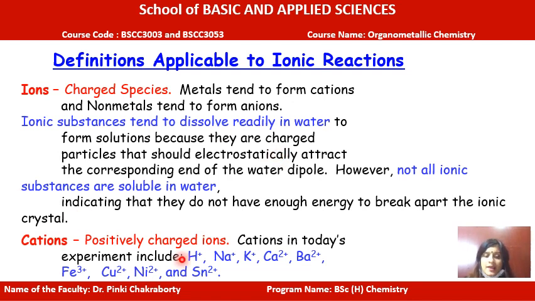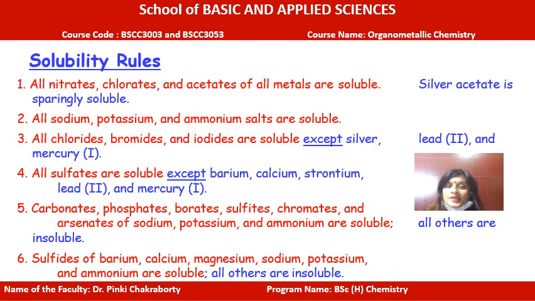Now, they have also mentioned that in cations, we have a large variety of cations as we know, but the common ones are sodium, potassium, calcium, barium, iron in +3 state, copper in +2 state, nickel 2 plus, and tin that is also in +2 state. These are the common cations found in the laboratory salts.